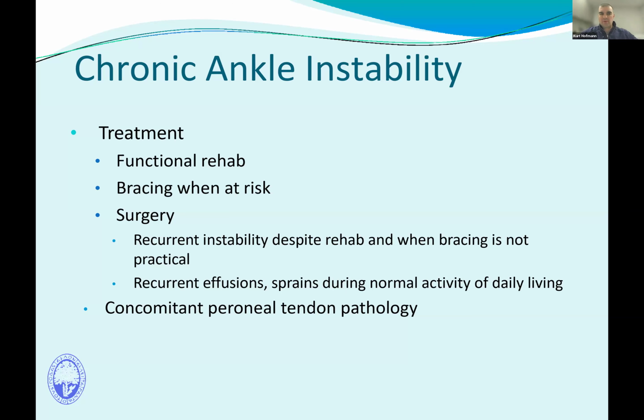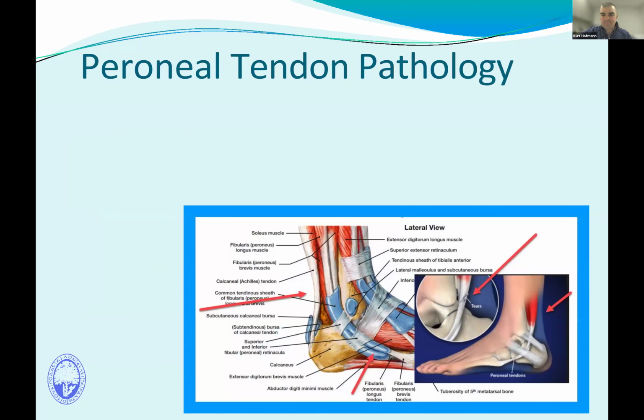And so when we're doing a workup for lateral ankle instability, we're always looking for peroneal tendon pathology so that we can fix, repair, rehabilitate whatever we need to as part of a surgical procedure to make sure that the patients are not having pain and dysfunction afterwards.